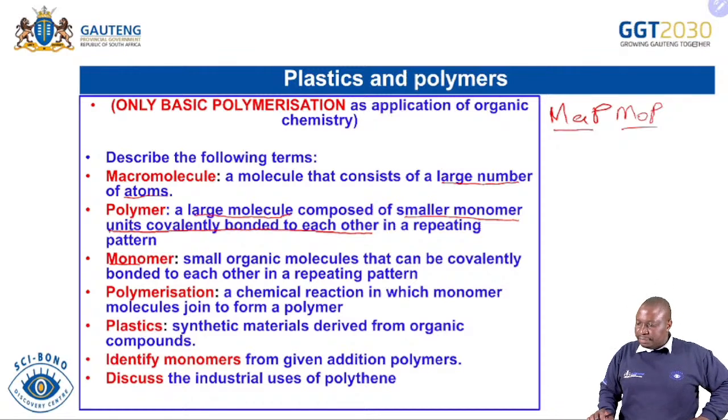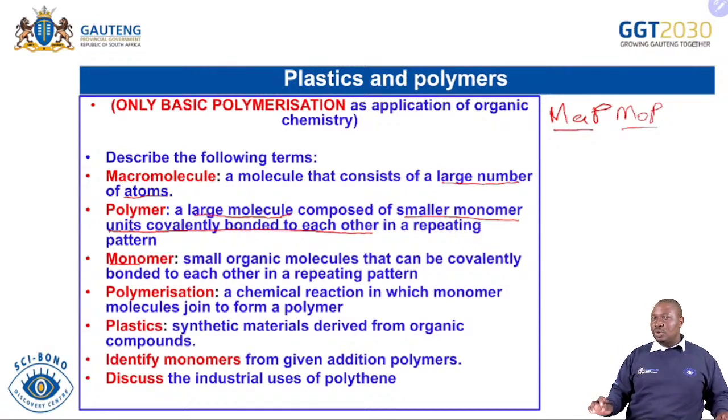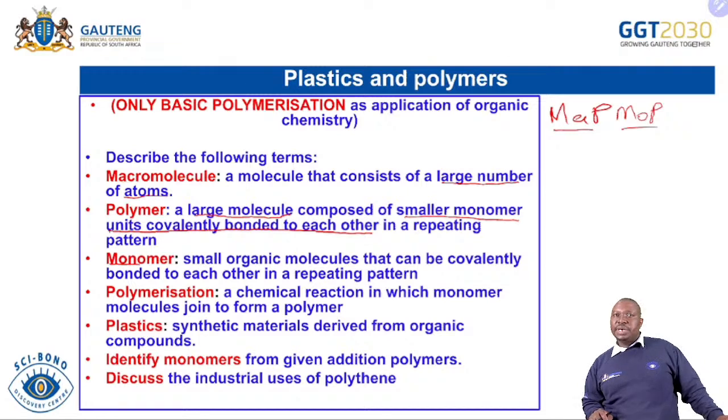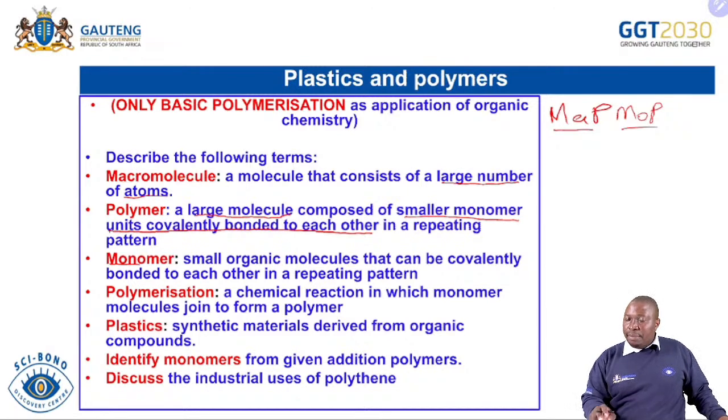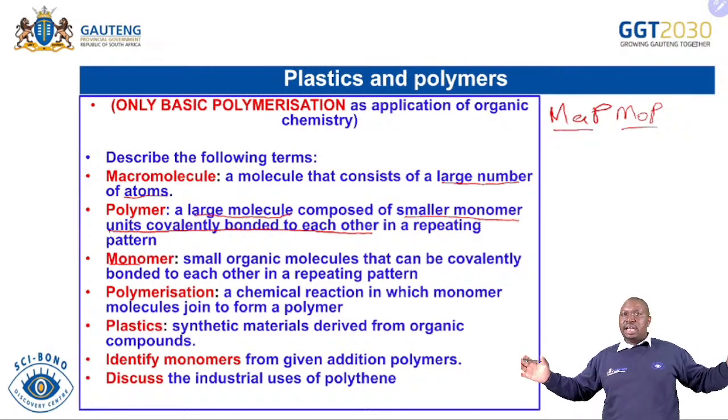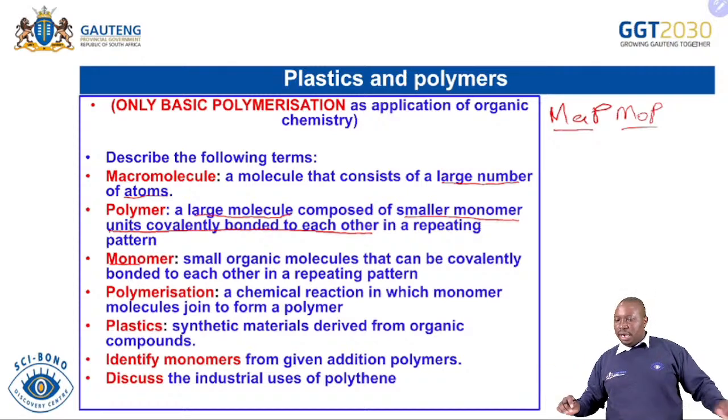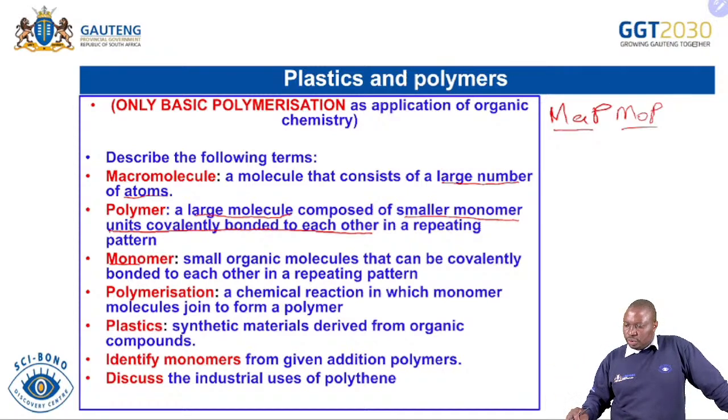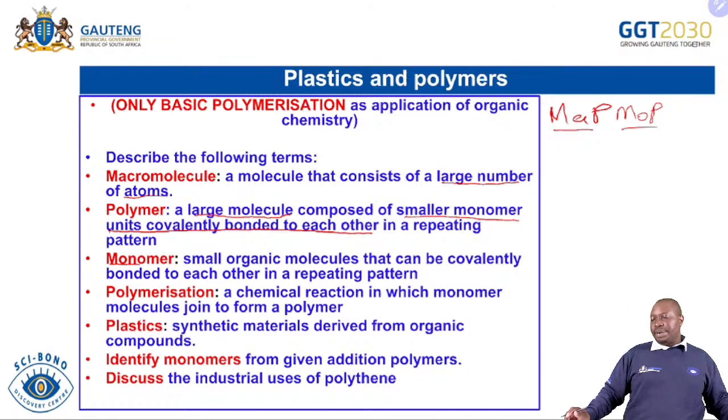Now, under plastics, we are saying these are synthetic materials. They are derived from organic compounds. So when you see plastics, you must know these are organic compounds that we use to make these plastics. When we give you a polymer's structure, you must be able to know which monomers we use to form that polymer. And then lastly, the use of plastics. That is the focus of our lesson for today.